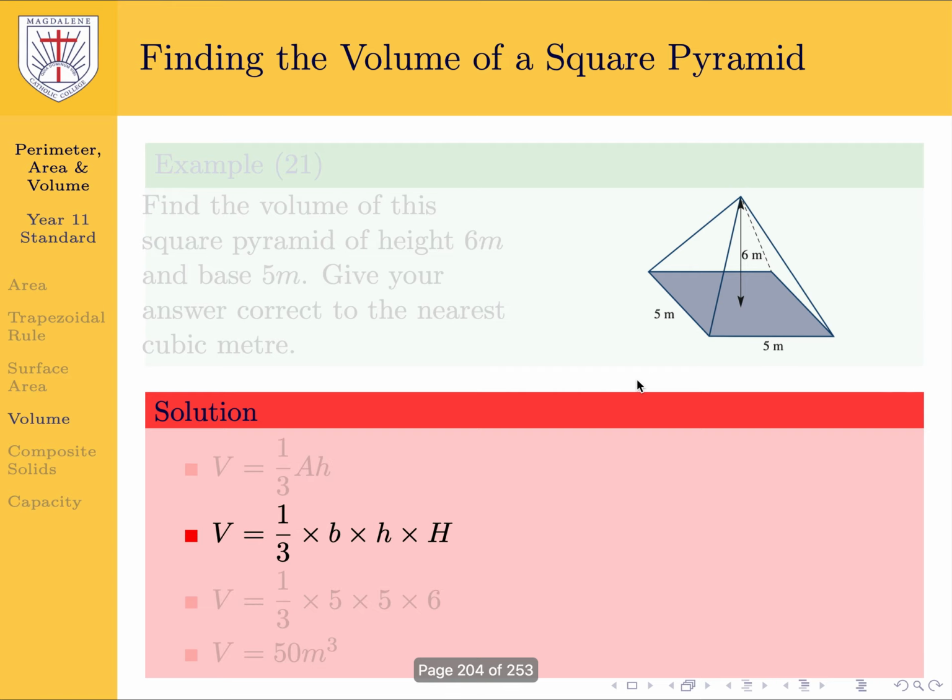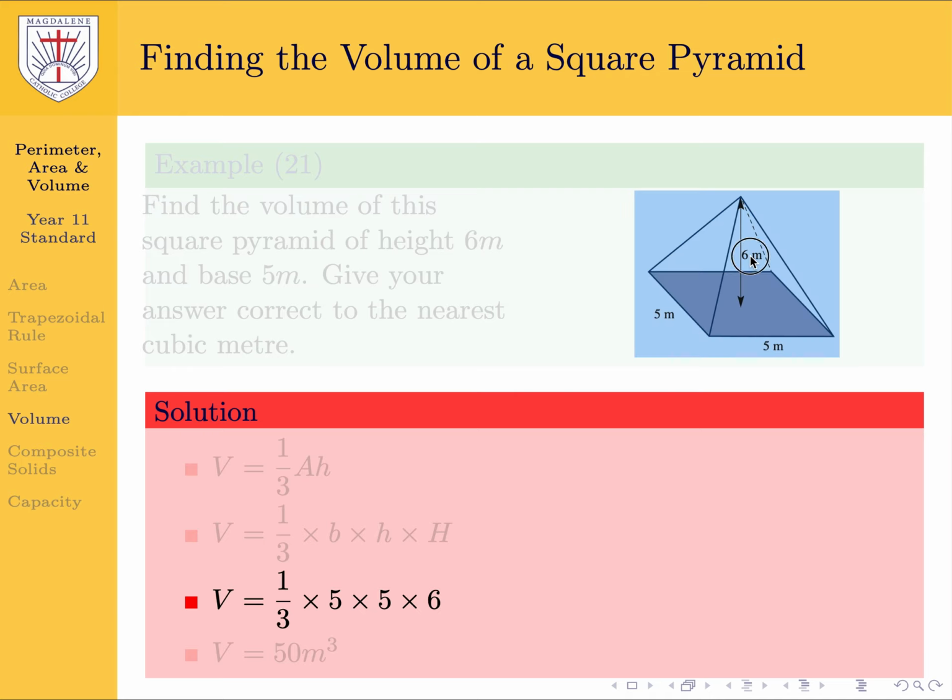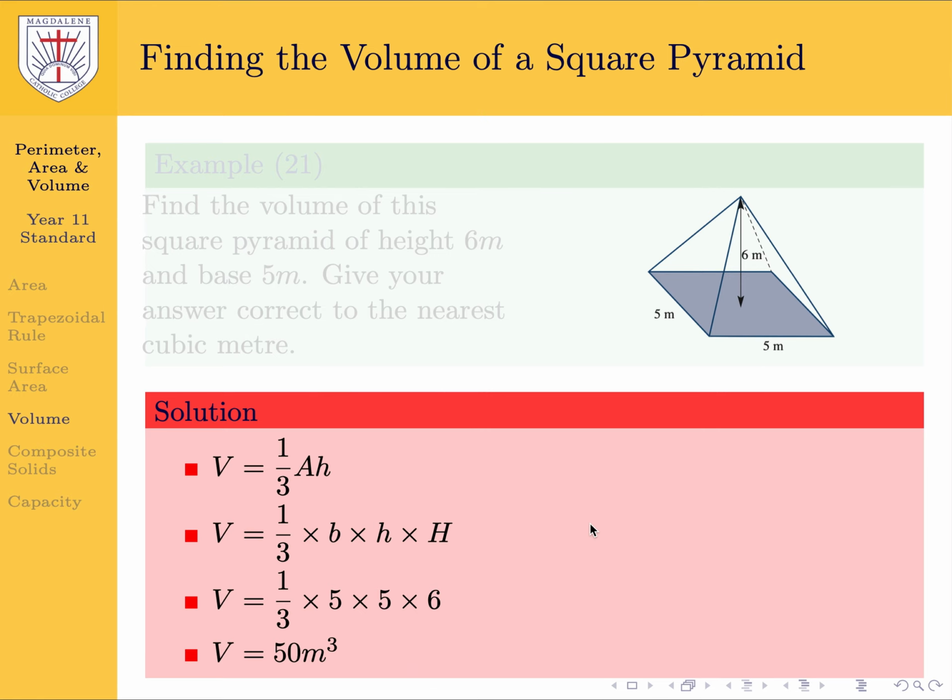So for the volume, I've changed it up a little bit. So this is the area of the square, which is base times height, and then the big H here is the height of the shape. And when we substitute those values in, we get 1/3 times 5, which is the base, and times 5, which is the height here, and then we've got times 6, which is the total height of the shape. When we type that into our calculator, we get 50 meters cubed.